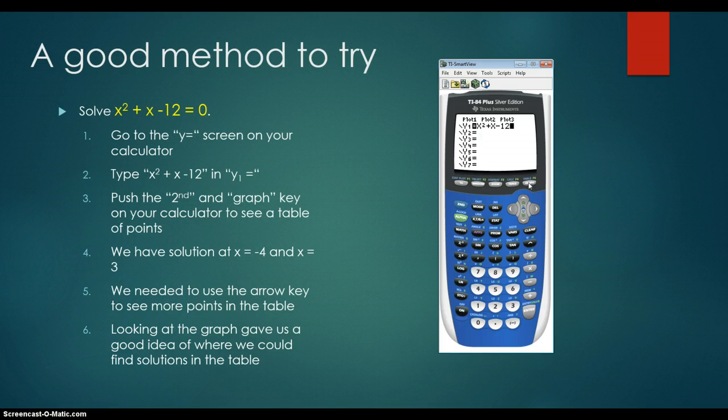After we've done that, I want to look at a picture of this parabola, and you can see that it crosses the x-axis twice. So when I go to my table, I want to look for two solutions, and I see one already. I see one right here at (3, 0), and I know there was one on the negative side too, but I don't see it yet. So I'm going to use my arrow key. Oh, there it is. I'm going to arrow up. So I have (-4, 0) and (3, 0) as my two solutions. And it's really that easy.